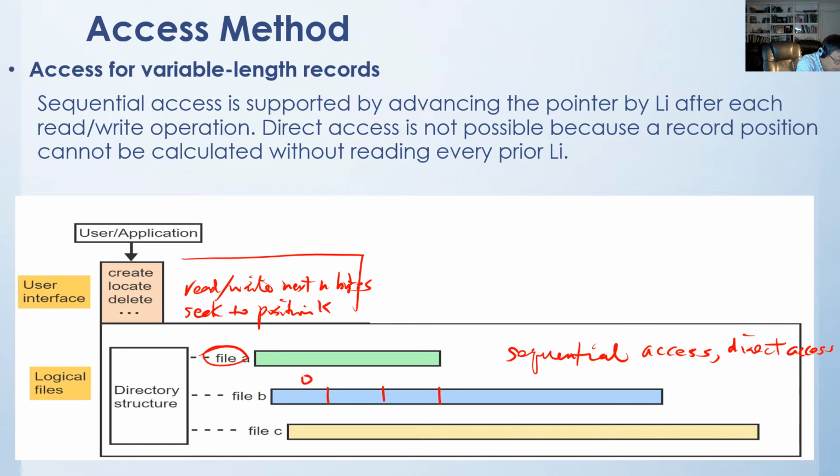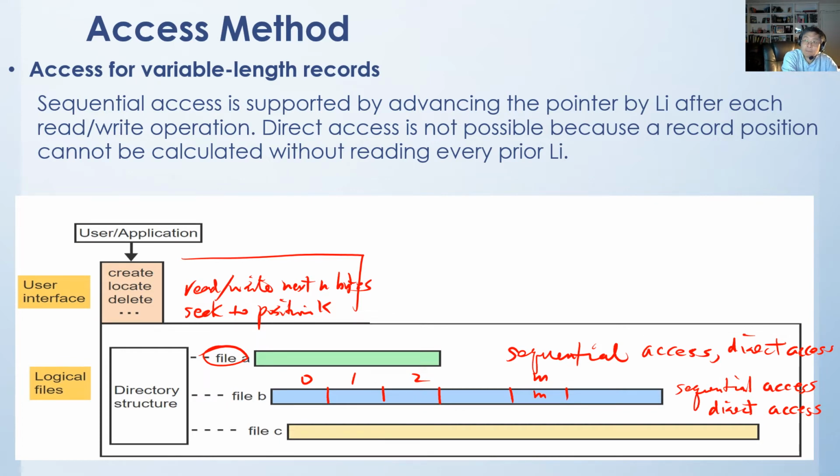Now, for the fixed length files, like record 0, 1, 2, up to M, then we can also use sequential access. And we can also use direct access, because you can just multiply the record number by the length of each record. Then you can directly jump to the particular record.